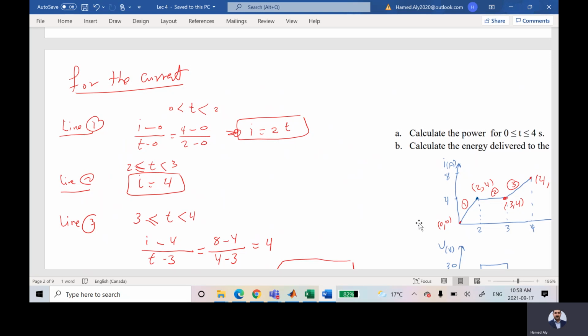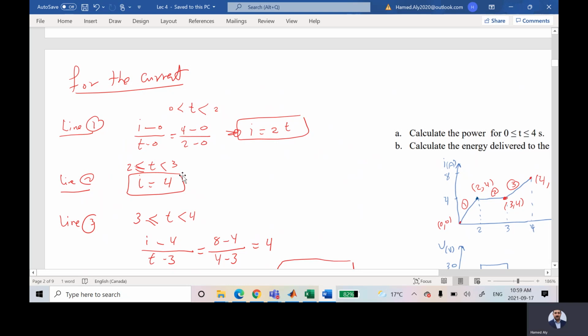Let us talk about line 2. Do we need to repeat the same story for line 2? It is a constant value, which is equal to 4. That's why I will write I is equal to 4 in the period from t greater than or equal to 2 and less than 3.